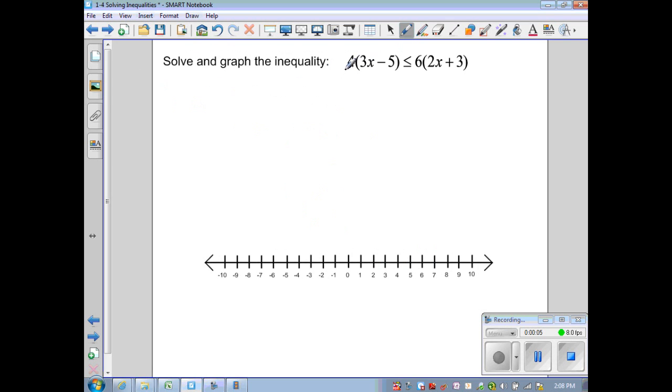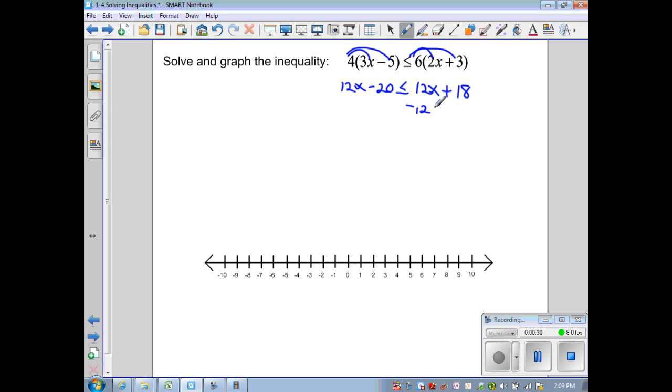Our next example, let's copy the problem. And then what we're going to do is simplify by the distributive property. That gives me 12x. 4 times a negative 5 is a negative 20, less than or equal to 6 times 2x is 12x. And 6 times a positive 3 is a positive 18.